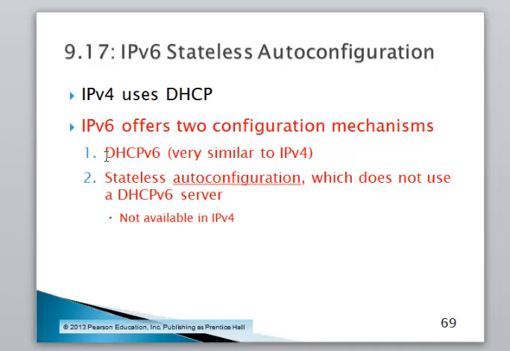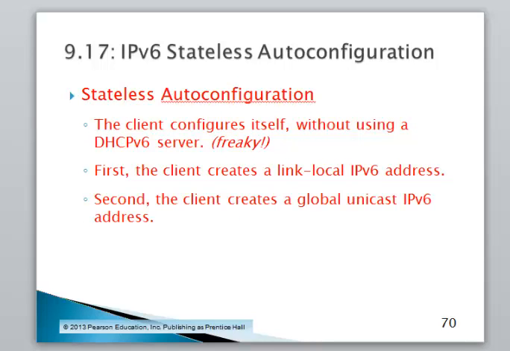But the second one is the new, funky, weird one, and this is stateless autoconfiguration. It does not need a DHCP server. Let's pause for that to sink in. Imagine a client that is configuring itself without the use of a server. You can't do this in version 4, but in version 6, this is interesting. Without the help of a server, it configures itself. So it creates its link local IP address, that first 64-bit address, based off of its MAC address, because it knows what its own MAC address is.